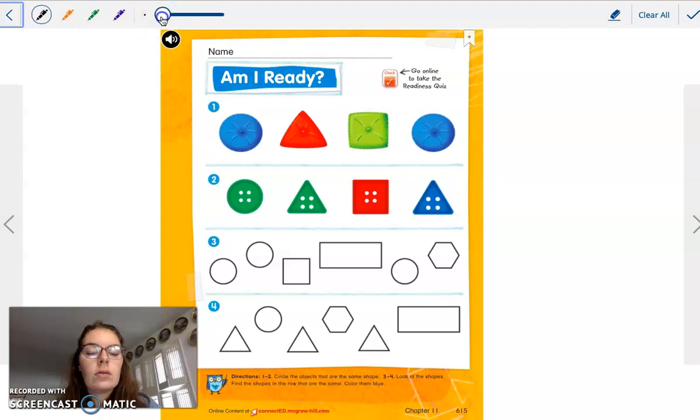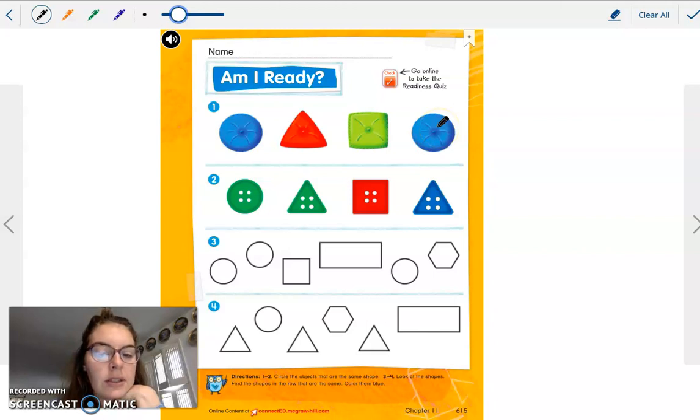So what we are going to do is for number one, we're going to circle the objects that are the same shape. So for this chapter, we're talking about different two-dimensional shapes. So those are also called flat shapes. And we'll talk more about that in the chapter. We're going to look up here at number one, and we're going to see which shapes are the same. So first, let's just name them, okay? So we know that this is a circle, this is a triangle, a square, and a circle.